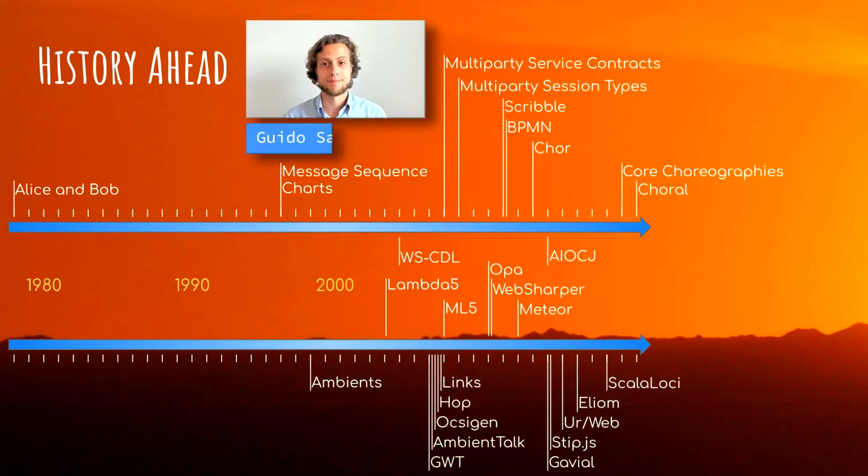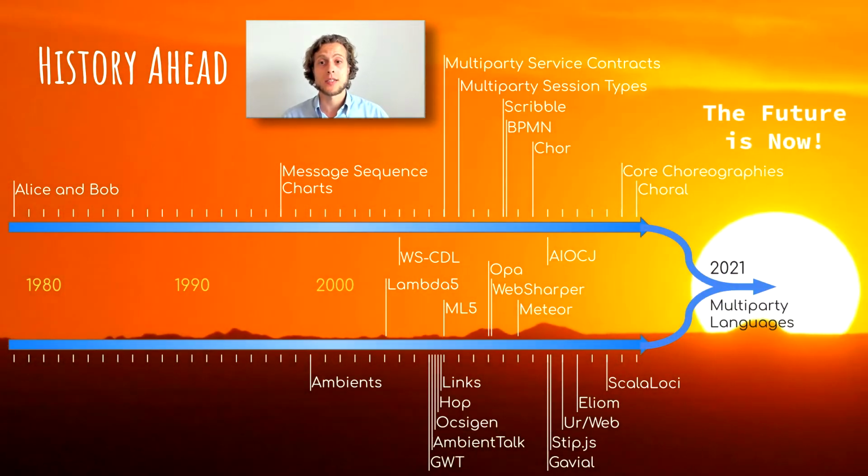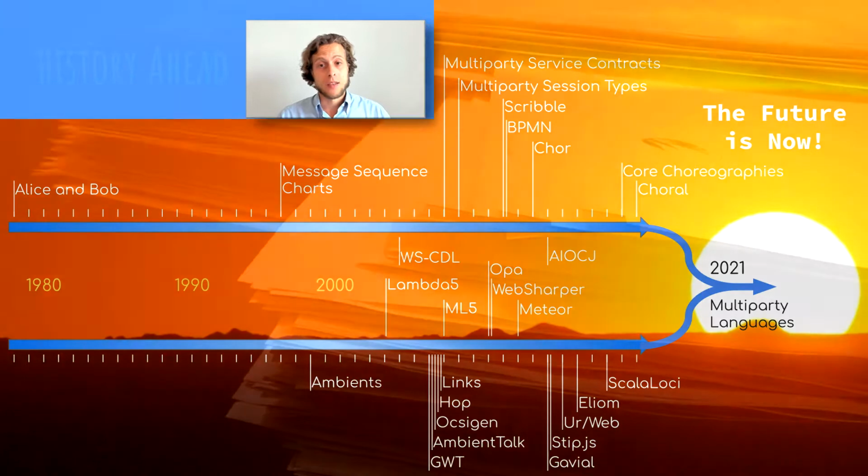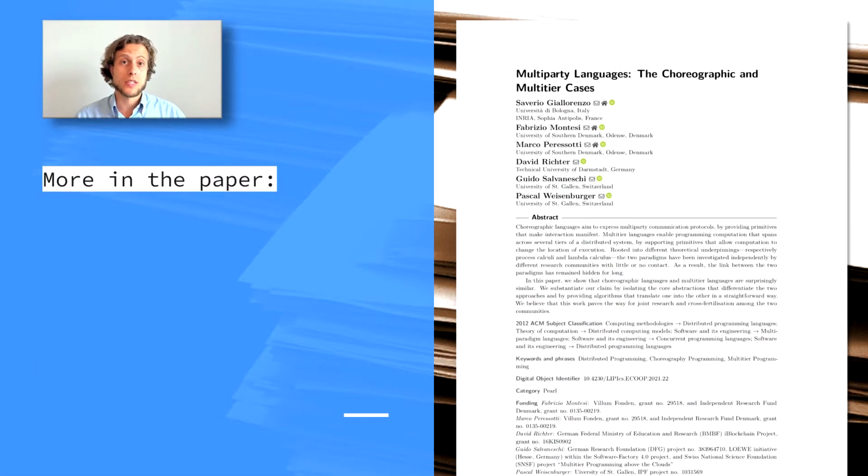Let's take a step back. We have seen that both research areas have had a fruitful past and they have evolved almost in parallel for really long. In our paper, we have taken a step to compare and transfer knowledge between these two areas based on two concrete languages, Choral and Scala-Loci. Both of these languages are embedded in the object-oriented context. You can find more on this in the paper.